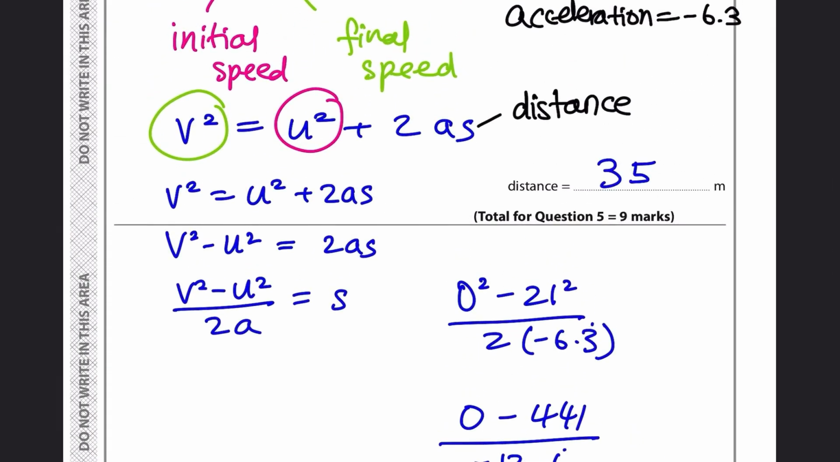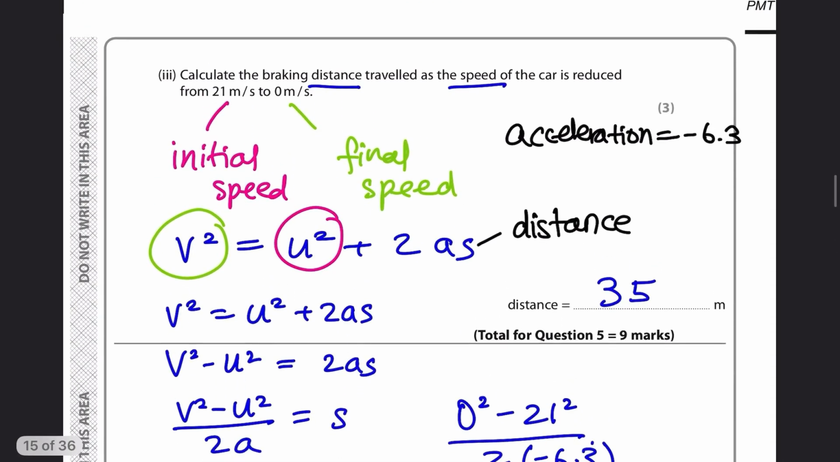And does it make sense? Again, ask yourself if it makes any sense. It means that the distance it has traveled as it decelerates from 21 down to 0 meters per second is 35 meters. I hope that bunny is farther than 35 meters from the car, or else it would have hit the bunny before it's fully stopped.